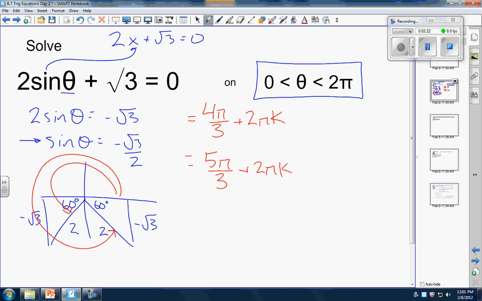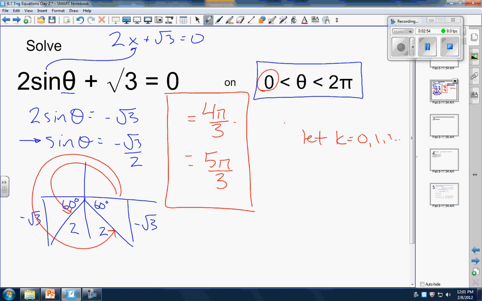Now you could also do the negative thing. Just realize that's not going to fit into your interval here because I want to start at 0. So instead of going negative a third of pi, you should go all the way around to 5/3. Okay. Now we start plugging the k's in. 0, 1, 2, etc. We find it's going to push us outside of the 2 pi. So we get rid of these. Here's our 2 solutions.